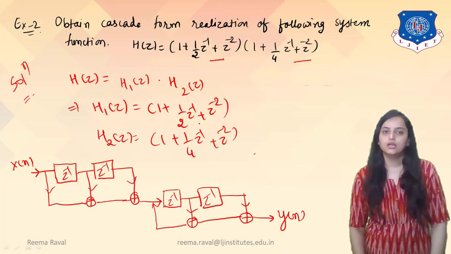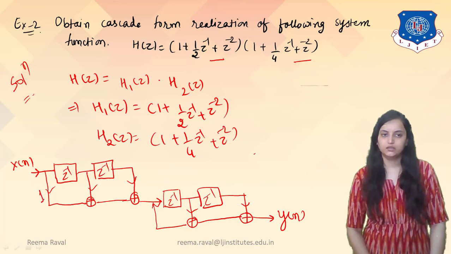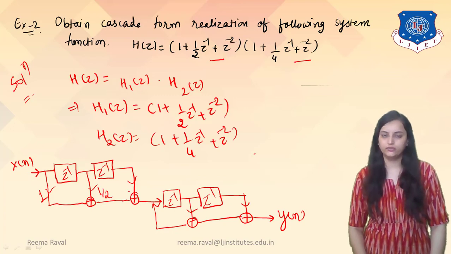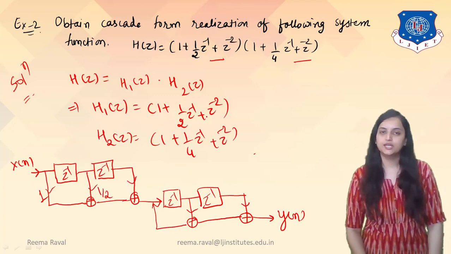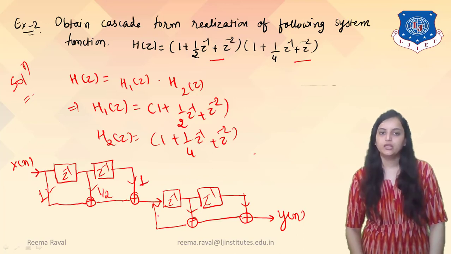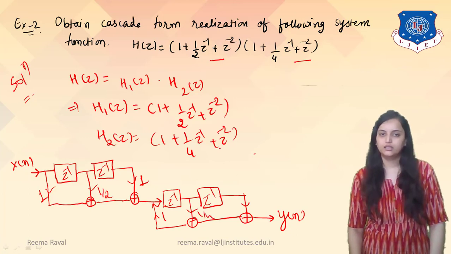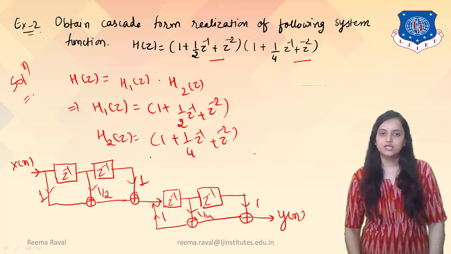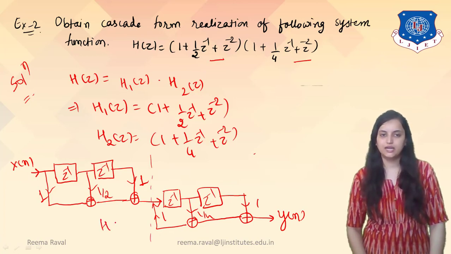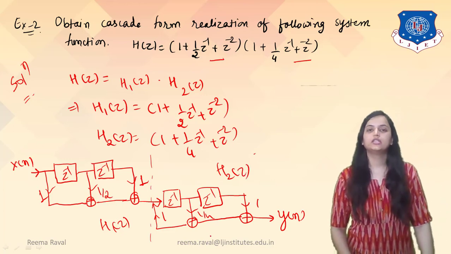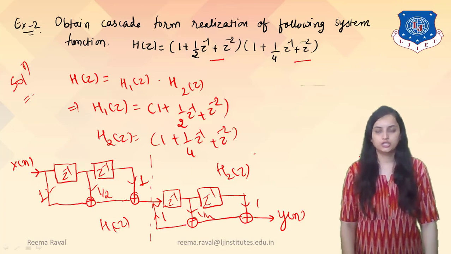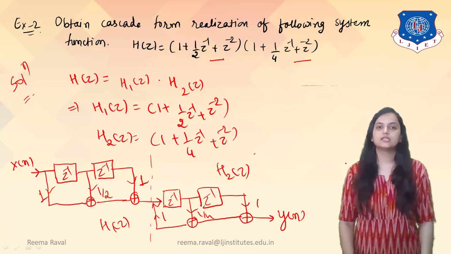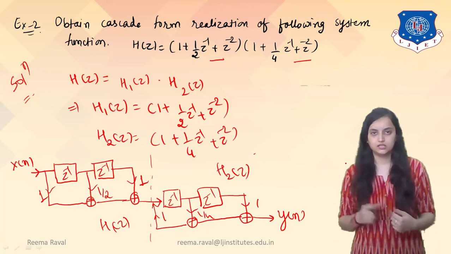As you can see, the first constant value is 1 over here, that will give 1, plus next is 1 by 2, that will give 1 by 2 z inverse, plus the multiplier with z raised to minus 2 is 1, so over here we will write 1. In the same way over here there is 1, then the next value is 1 by 4, and here the value is 1. So this is the first part, H1 of z, and this is the second part, H2 of z. Combining these two will give the cascaded realization of the system transfer function given to us. So this is how you can realize the cascaded realization for FIR systems.